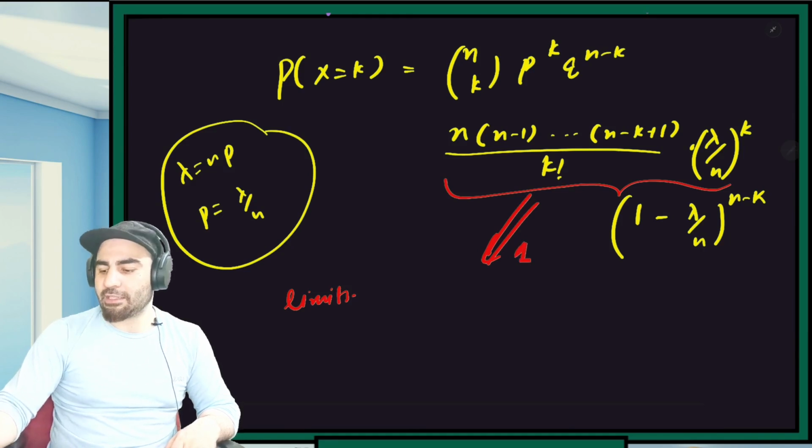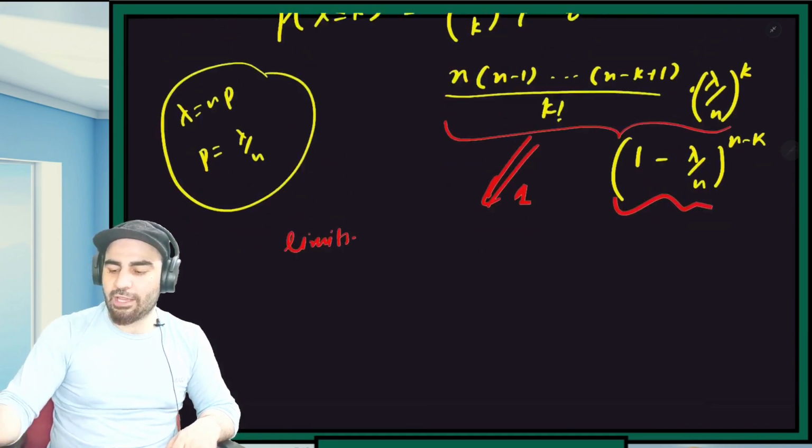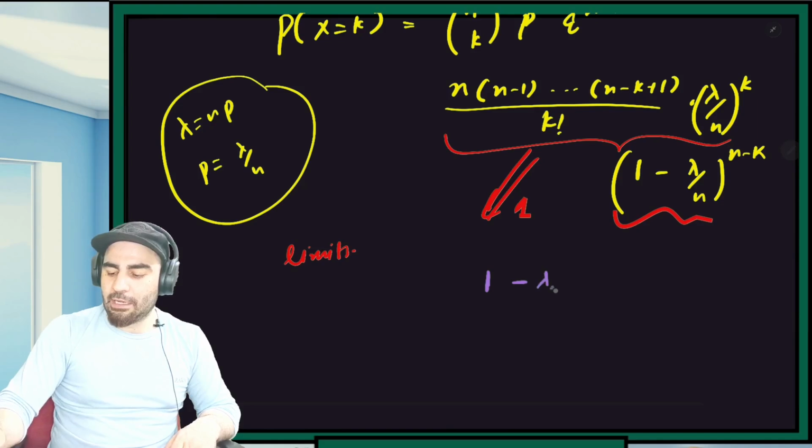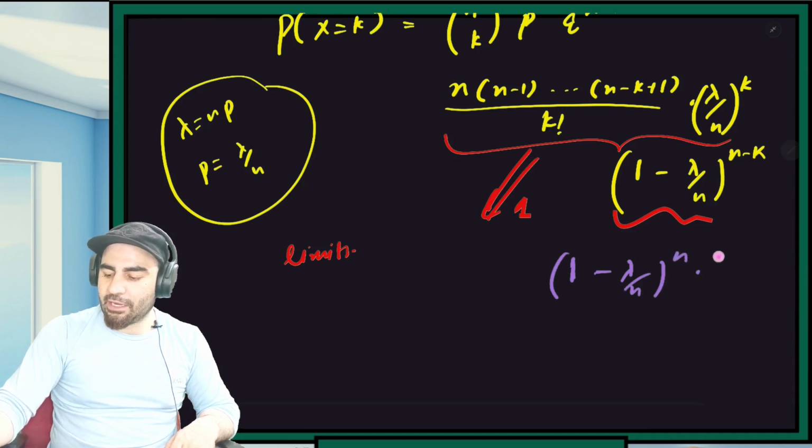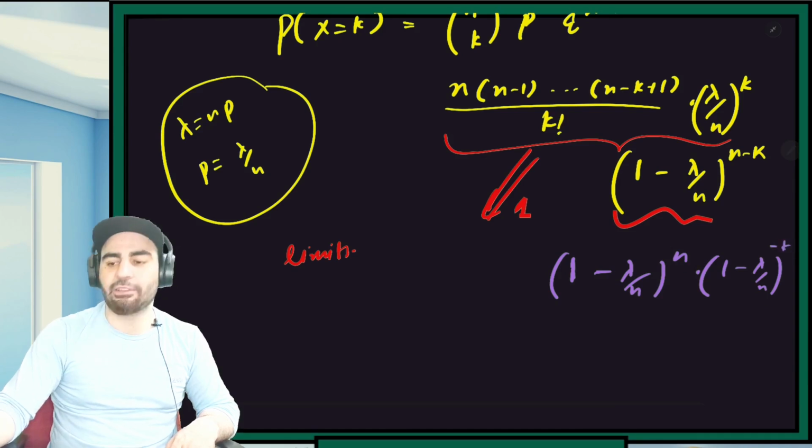So now if I expand this, I can write it in two ways. I can write this as 1 minus lambda divided by n, this term 1 minus lambda by n to the power n, multiplied by 1 minus lambda by n power minus k. So I have these two terms now. Okay. So this also goes to 1.